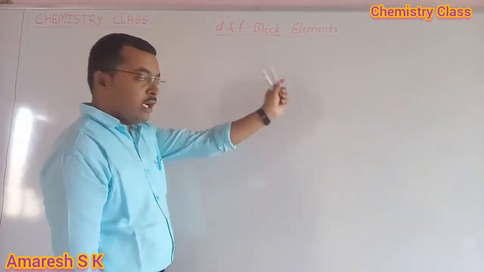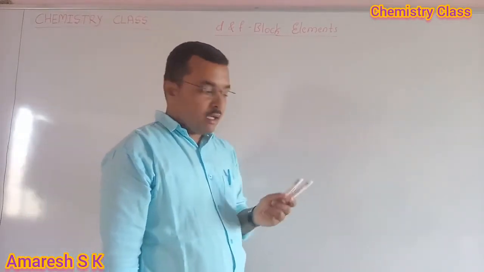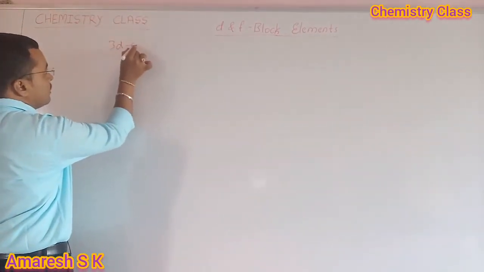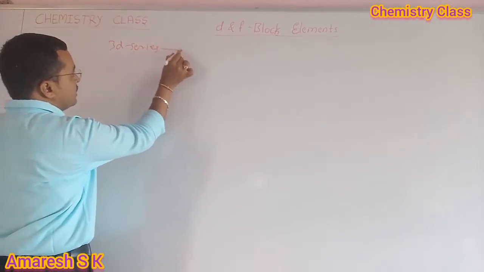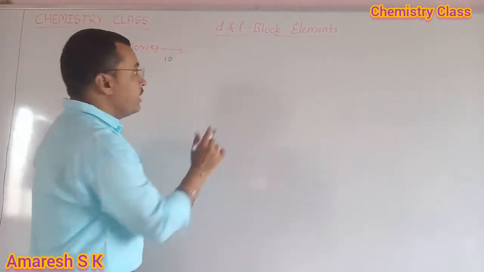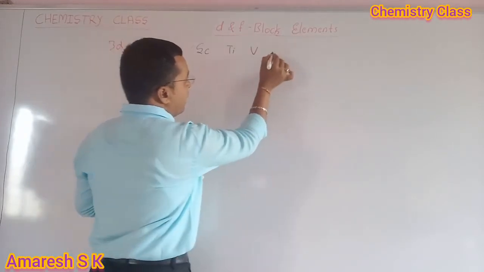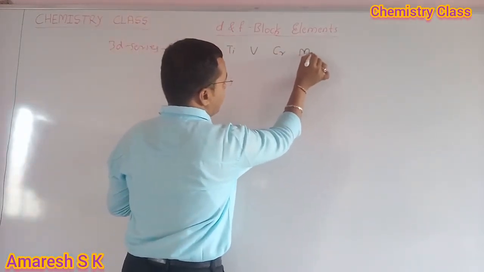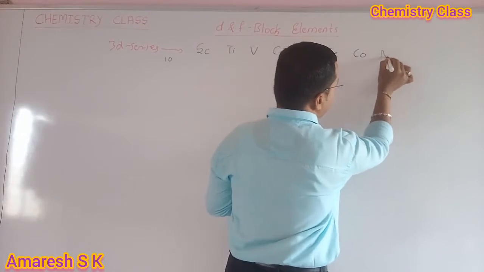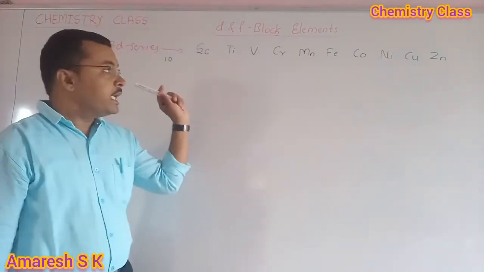In the previous session we discussed the detailed electronic configuration of the 3D series of elements. It means in the 3D series of elements there are totally 10 elements: scandium, titanium, vanadium, chromium, manganese, iron, cobalt, nickel, copper and zinc. There are totally 10 elements.